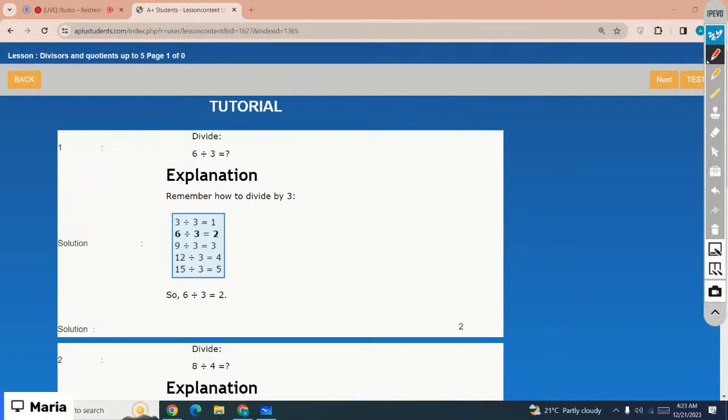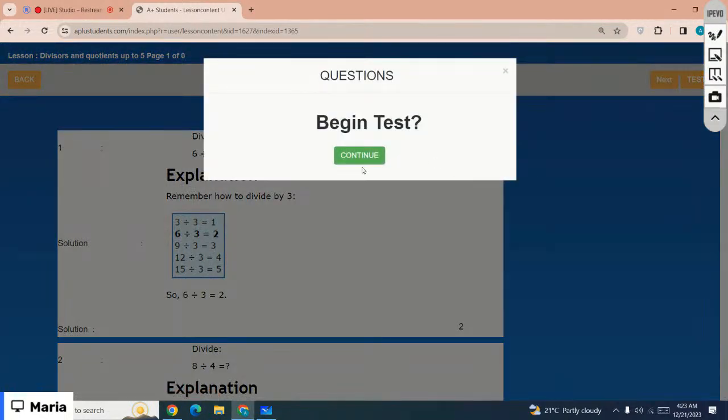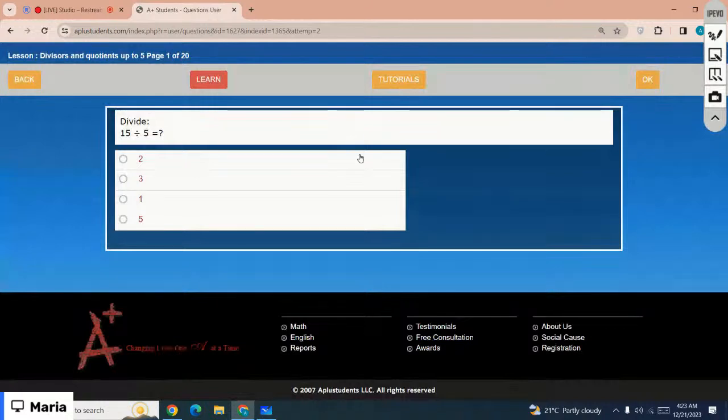If you are perfect with the tables, then multiplication is very easy for you. And if you are still not perfect with the multiplication, start working on the multiplication tables now, right? Okay, the next one is 15 divided by 5.